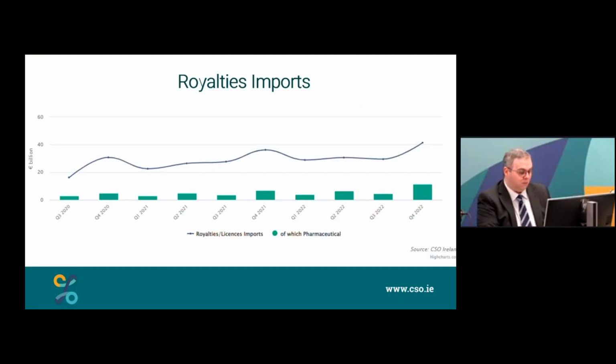Looking at the royalty imports a bit more closely, in this graph we can see the blue line gives us the total royalty imports, while the green bar gives us the amount of royalty imports related to the pharma sector. And most of the difference between the two is related to the ICT sector. So for pharma, we can see an increase of 6.8 billion compared to last quarter and 4.5 billion compared to last year. And overall, we can see an increase of 11.9 billion compared to last quarter and 5.2 billion compared to last year. So we can see that there are increases in the pharma and non-pharma royalty imports, both compared to last quarter and last year.